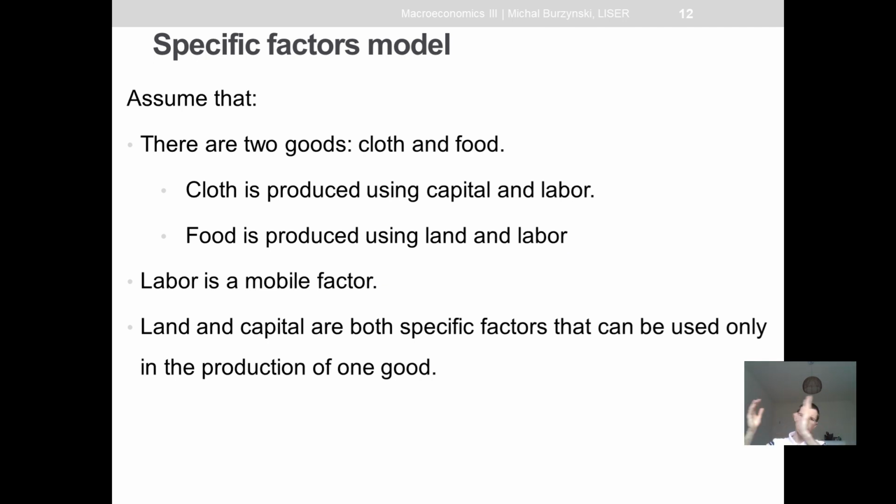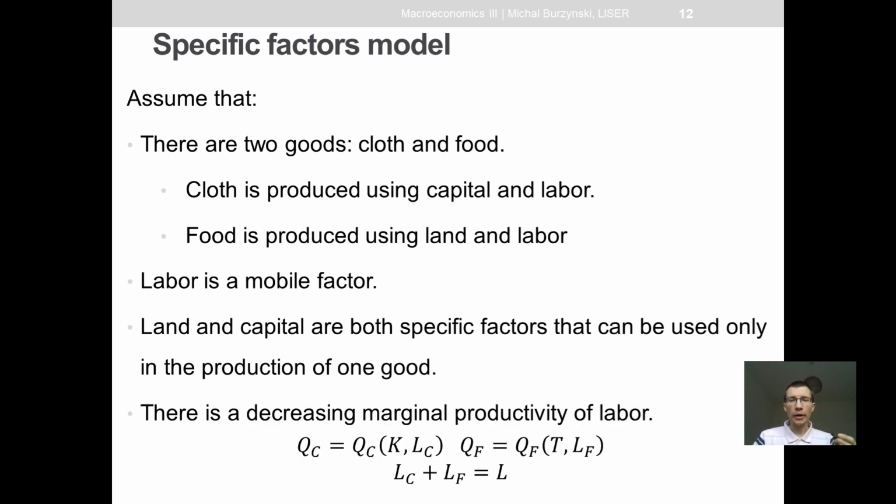So in fact, the labor can move across sectors according to the marginal productivity of labor. All right. What is important in terms of this marginal productivity of labor and this assumption of the structure of the production function in the economy is that the production function of clothes, C, and food, F, has two factors, one specific factor, either capital or land, and one mobile factor, labor.